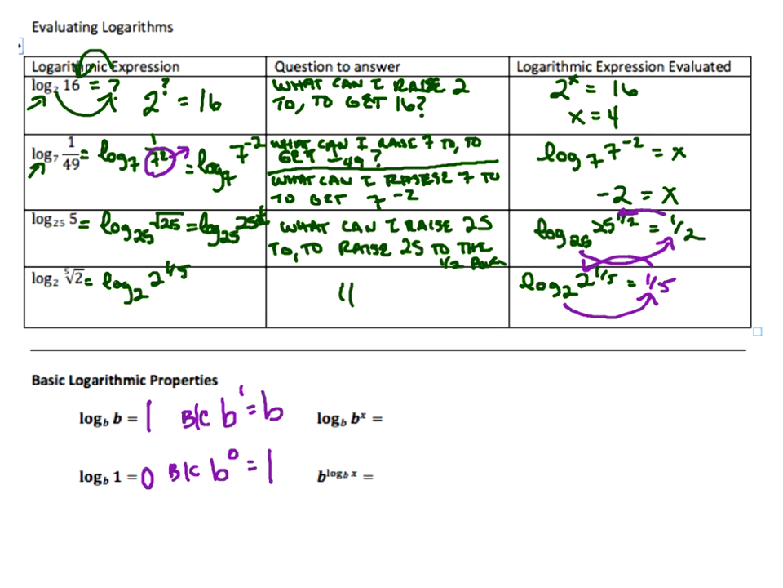Okay, this next one we've already taken a look at in a couple of examples above. This says log base b of b to the x power. In other words, what can I raise this base b to, to get b to the x power? Well, that's x, because b to the x equals b to the x.